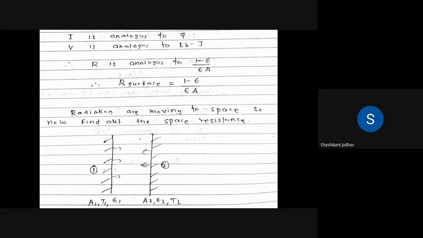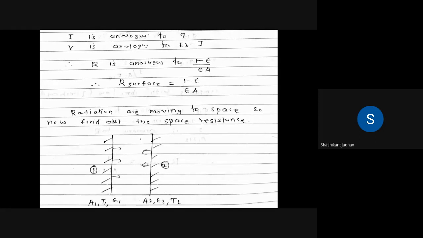So in that way we have to calculate the total resistance for that geometry. Whatever geometry is given, say 2 plates or 3 plates, then for 3 plates there are 3 surface resistances, and whatever gaps are in between have space resistances. So we have to take into consideration all these resistances, add them all up, and then calculate the total heat transfer by using them.